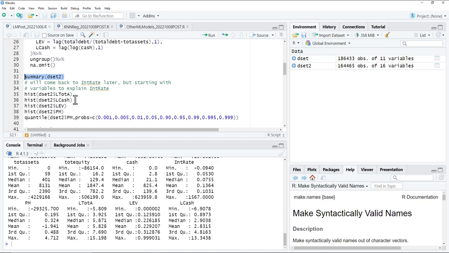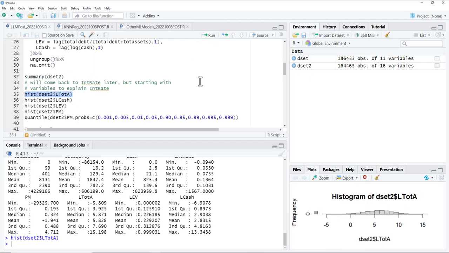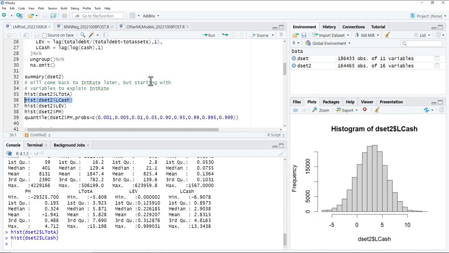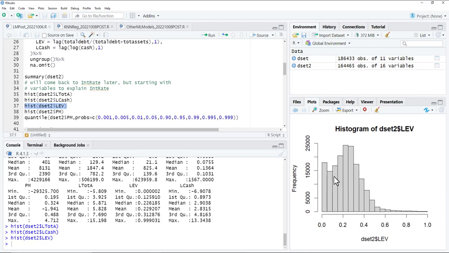To look at these a little bit more, we can look at the distributions. So this is another function for histogram. I just use it when I want to do it really quickly. And notice the distribution of the log of total assets doesn't look like there's anything really far out there. The distribution looks sort of like a normal distribution, so we're not too concerned about that. Same thing with the log of cash. Leverage also looks reasonable, right? More have lower leverage, some have pretty large leverage. Not quite a normal distribution, but not horrible. There are no big outliers that are going to cause us problems.